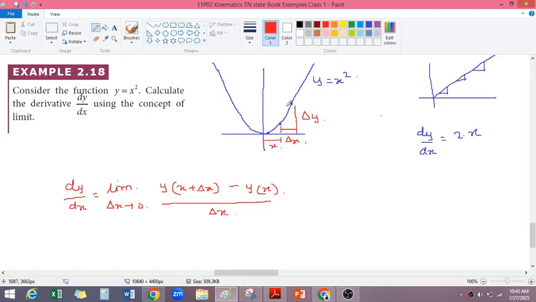Okay, at this place it is y of x, and at this place it is y of x plus delta x. So the limit as delta x tends to 0. In place of x I have to substitute x plus delta x. So x plus delta x the whole square, minus y of x, which means I have to substitute x, again I will get x square, divided by delta x.